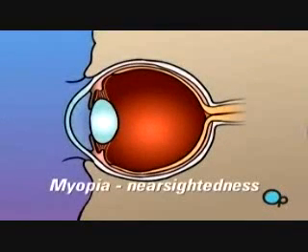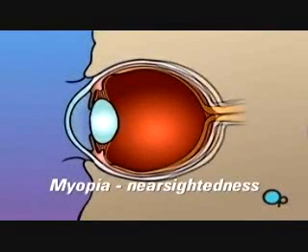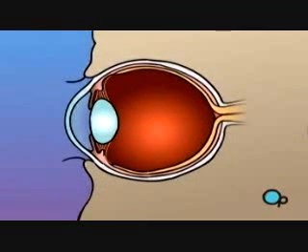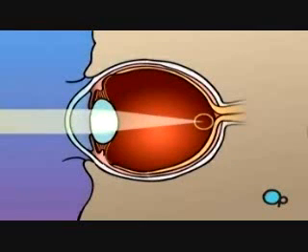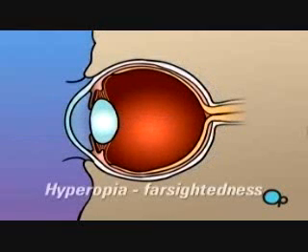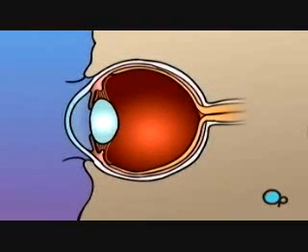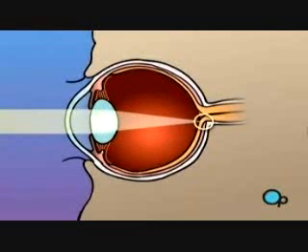Myopia, or nearsightedness, occurs when the shape of the eye is too long or the curve of the cornea is too extreme. In this case, light rays are focused on a point in front of the retina instead of on the retina itself. Hyperopia, or farsightedness, occurs when the shape of the eye is too short. In this case, light rays are focused on a point behind the retina.